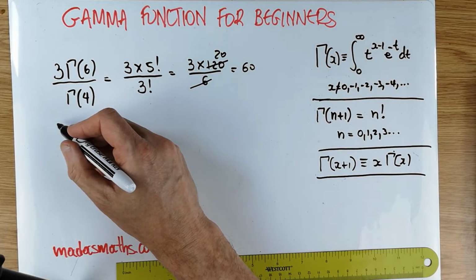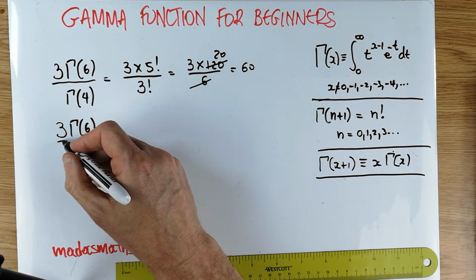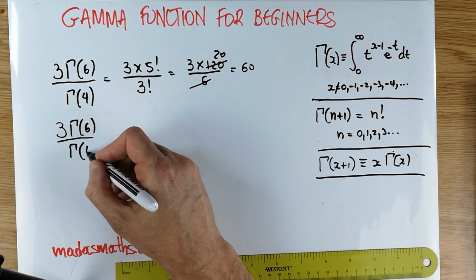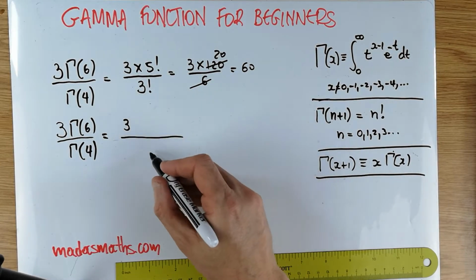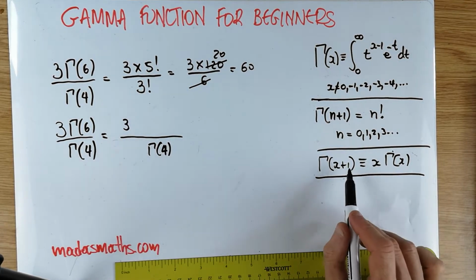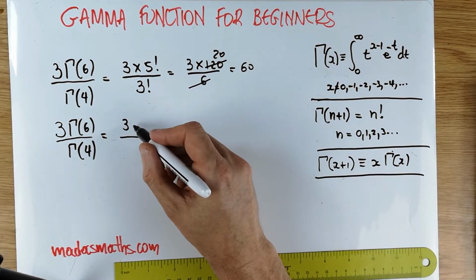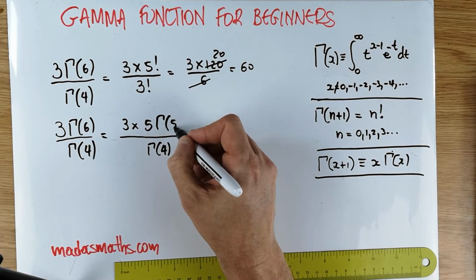There's a slightly different way which uses this particular result, which might also make sense. If you look at 3 gamma of 6 divided by the gamma of 4, this will also keep the numbers smaller. Let's leave the gamma of 4 on the denominator. What is the gamma of 6? The gamma of 6 is the same as 5 gamma of 5.